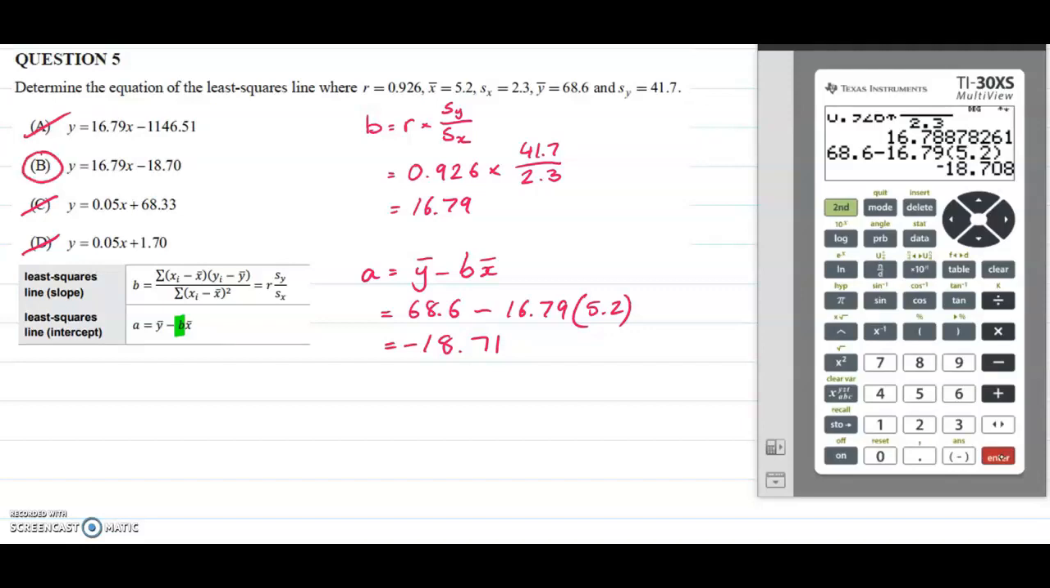Now, just a side note, guys, if we have a look at the least squares line intercept for B, it's saying it's negative 18.70, but we got a negative 18.71. And that's okay because we rounded to 2 decimal places, and when rounding to 2 decimal places, you should always look at that third decimal and round accordingly, which is what we've done.